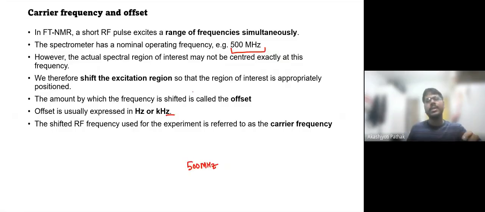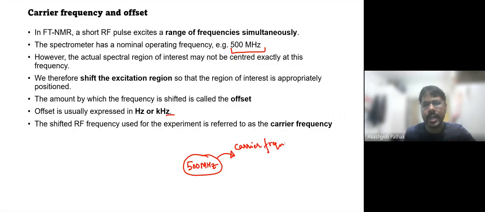The region may not fall within the spectral range, so you have to shift. It can happen that you have to shift this particular frequency by a few kilohertz or a few hertz. When you shift this NMR frequency by a few kilohertz or hertz to match the excitation frequency of the required nuclei, that is called the carrier frequency. Okay, that will be called the carrier frequency.